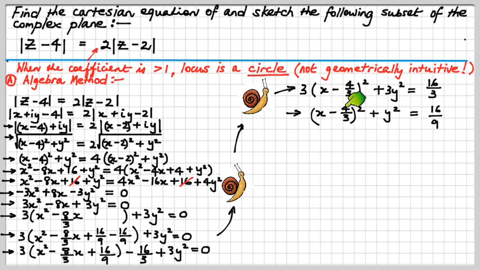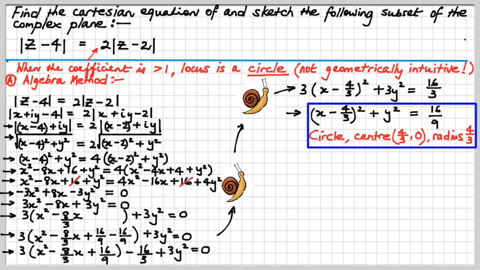Centre is 4 over 3 and 0, and radius is 4 over 3. That's what it is. See, I told you it was a circle. It's definitely a circle, all right. So please just recognise that if you've got a coefficient out here that isn't a 1, you've got yourself a circle, right? Good. Thanks, Mr. Box.